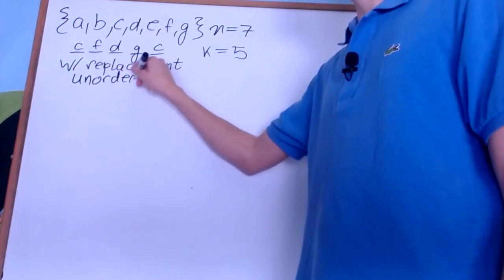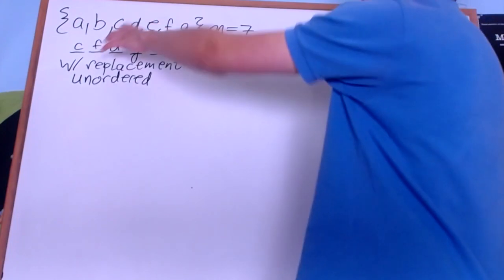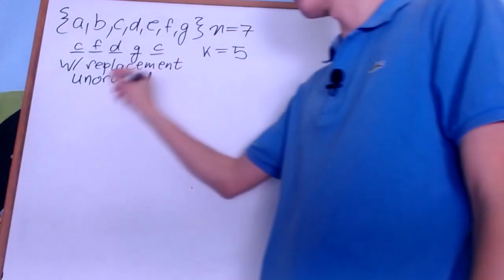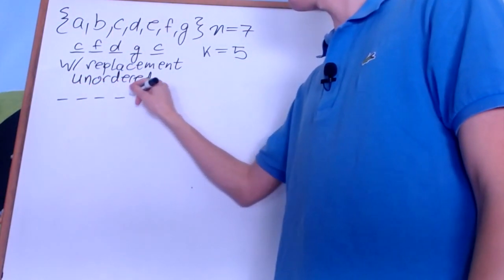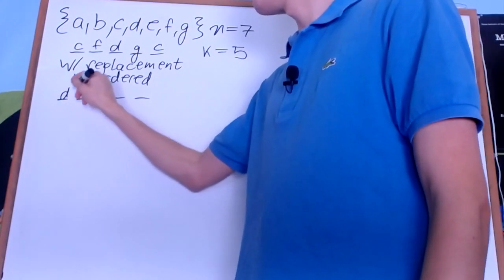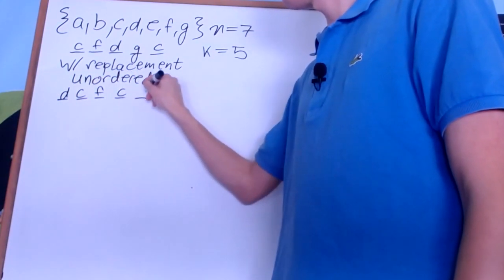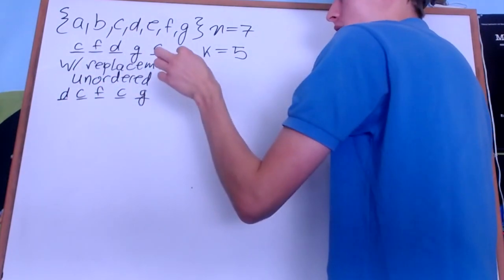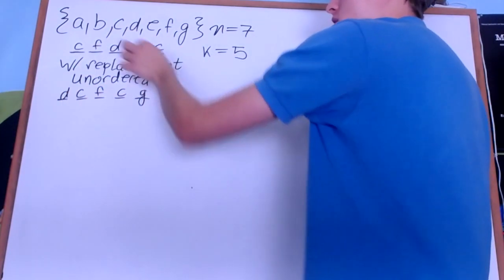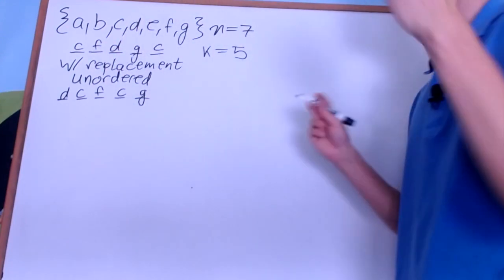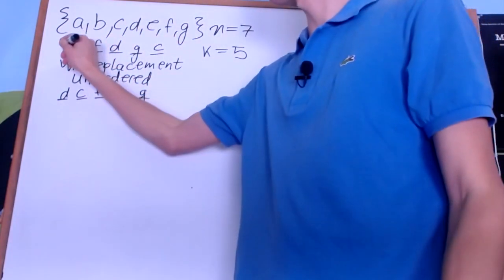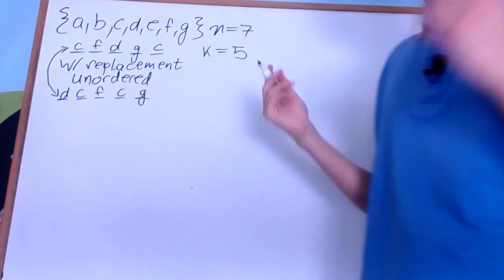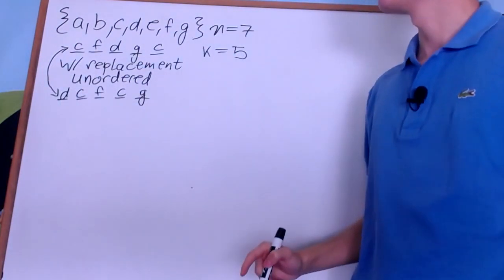All that means is that it doesn't matter the order you place these symbols in. So for instance, I could rearrange this string so that it looked like D, C, F, C, G, because C appears twice on the top and the bottom, and D, F, and G appear once. These are the same strings, because these strings aren't actually ordered. The order that these symbols appear in doesn't matter.